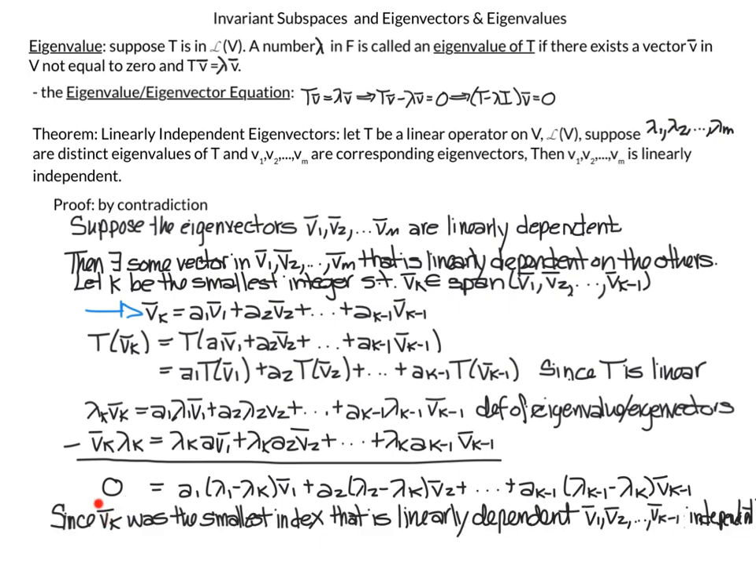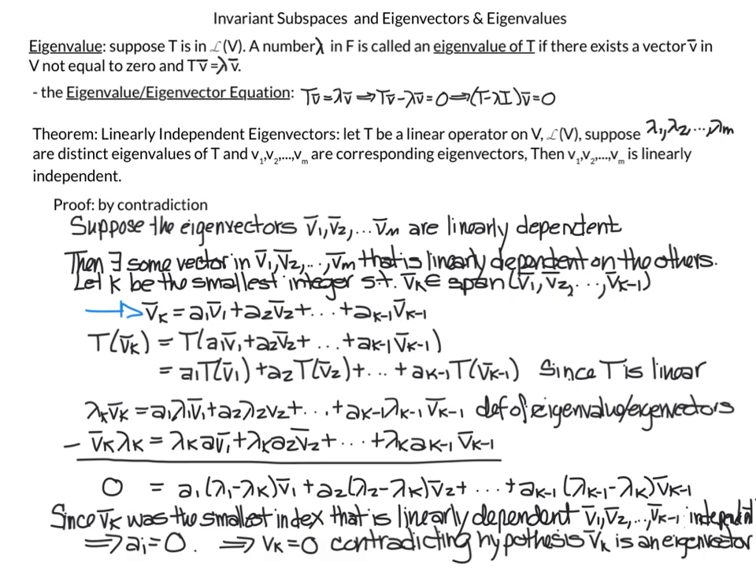But remember, we chose v sub k to be the smallest index that is linearly dependent, which means this list, which is the previous k minus 1, must be independent, which means there's the solution where all the a sub i's are equal to 0 because they are independent. But that would mean our v sub k is equal to 0, which contradicts our hypothesis that v sub k is an eigenvector. Remember, eigenvectors are not equal to 0.